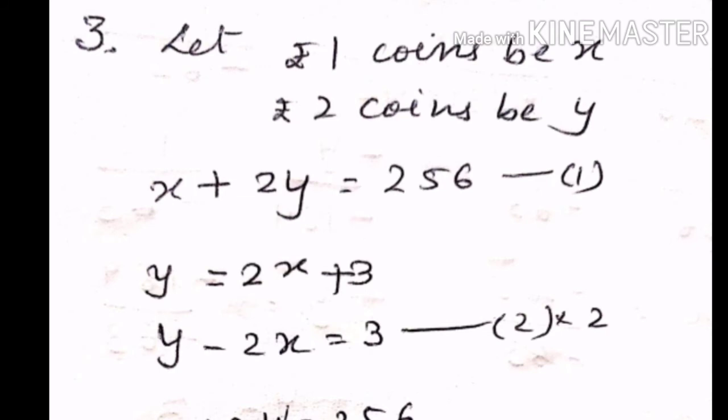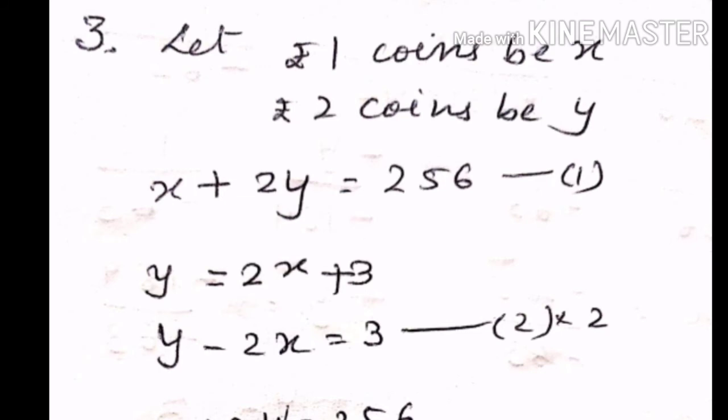So here, let rupees 1 coins be x and rupees 2 coins be y. We want to find the total value of rupees 2 coins. Now the first equation, according to the condition given, I have made x plus 2y is equal to 256.